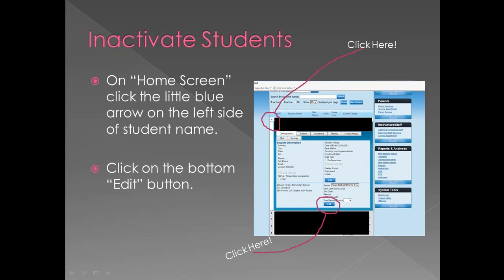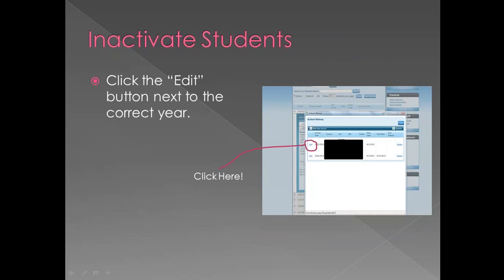On your home screen, which is that same screen that I showed you, there'll be all the students' names, and there'll be a little drop-down section next to their name. It's a little blue arrow. You click on that, and then you'll click on that second edit button, as you can see on my screenshot. And then it'll pop up like this.